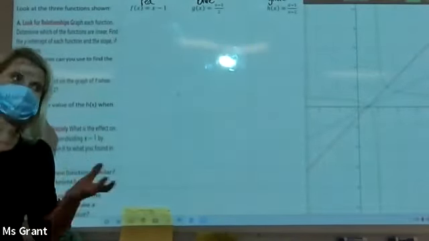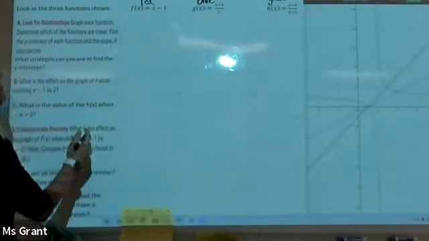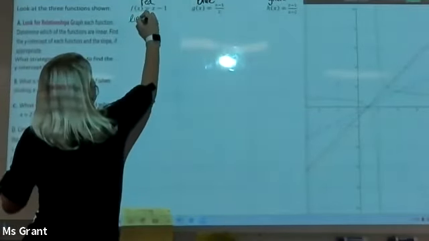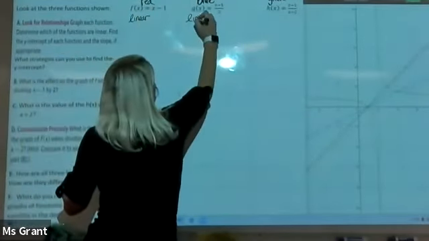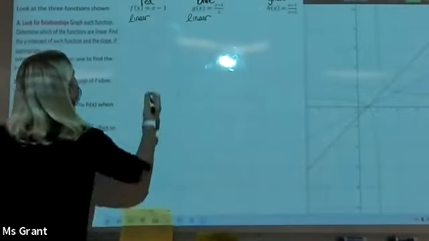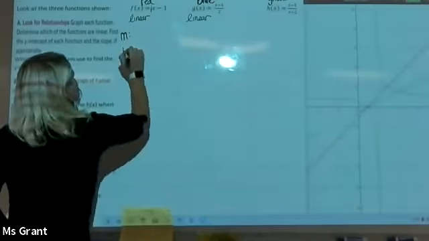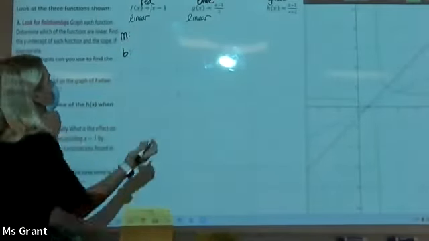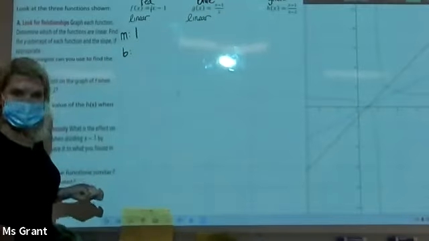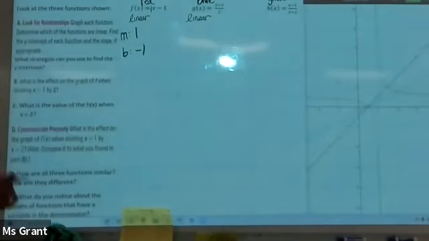You also have this paper in front of you. So, okay, graph each function. I did. Determine which of the functions are linear. Great. Linear. Find the y-intercept of each function and the slope. Awesome. Y equals 1x minus 1. My slope is 1. My y-intercept is negative 1. It's for my first linear red graph.